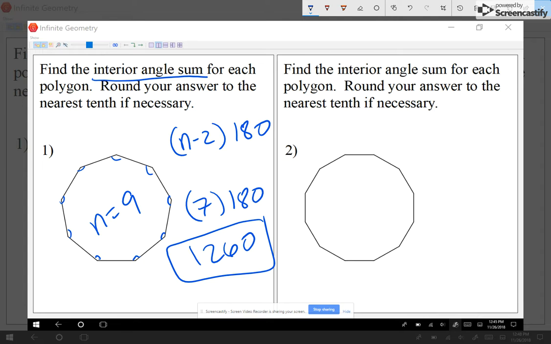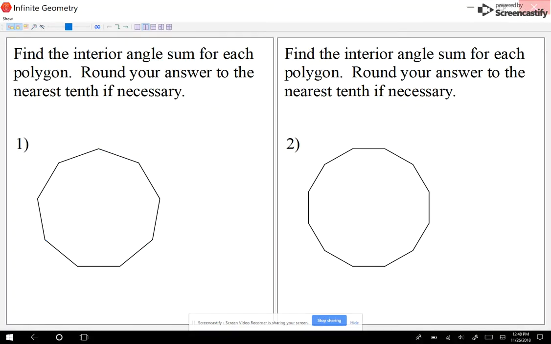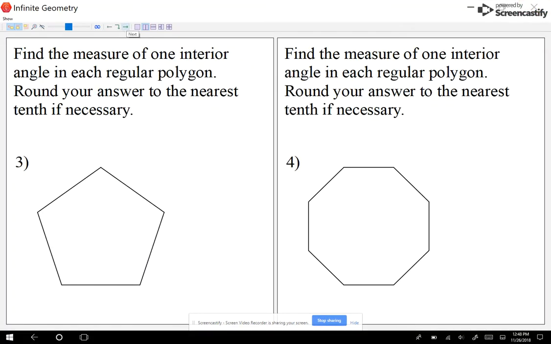All right. I'm just going to go 1, 2, 3, 4, 5, 6, 7, 8, 9, 10, 11, 12. That means there's 12 sides. I'm going to say n in this case is 12. So for me to find out how much they all add up to, I'm just going to go 10 times 180. Remember the 10 because I went n minus 2. 10 times 180, which is 1,800, and I'm done. Easy? Cool.